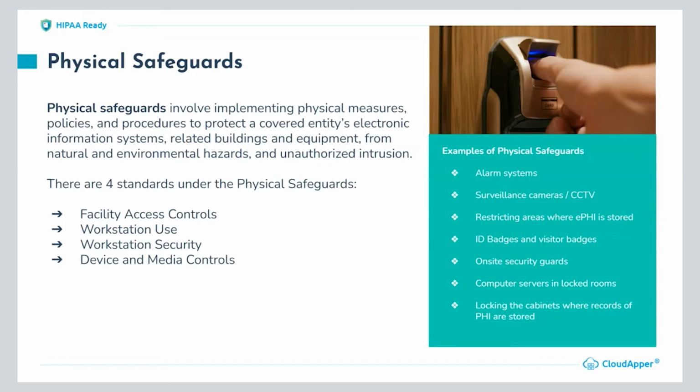Some examples of physical safeguards would be alarm systems, surveillance cameras, restricting areas where EPHI is stored, ID badges and visitor badges, on-site security guards, computer servers in locked rooms, locking the cabinets where records of PHI are stored.